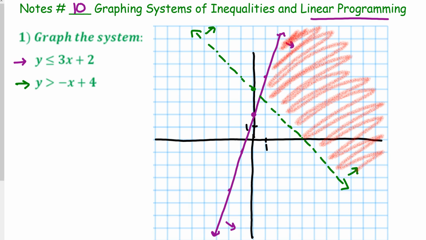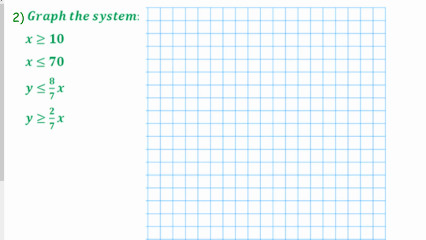Now, the points on the purple line, this part of the purple line, the part I'm going to draw in red right here, those points are solutions, but the points on the dotted green line are not solutions. So everything in the shaded region and then everything on that red segment. Okay, let's move on.